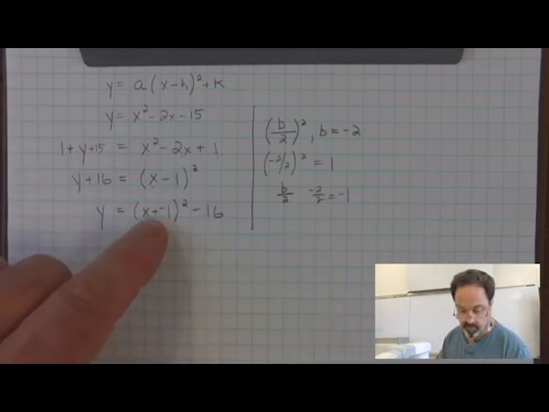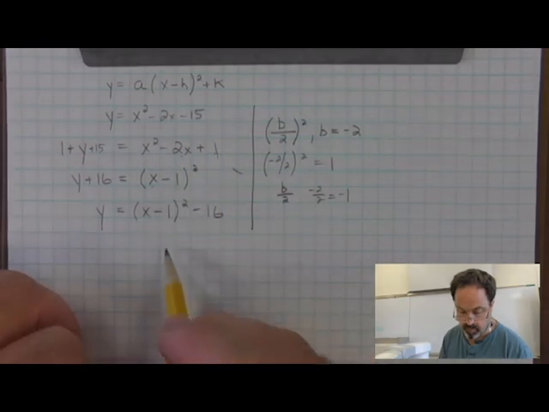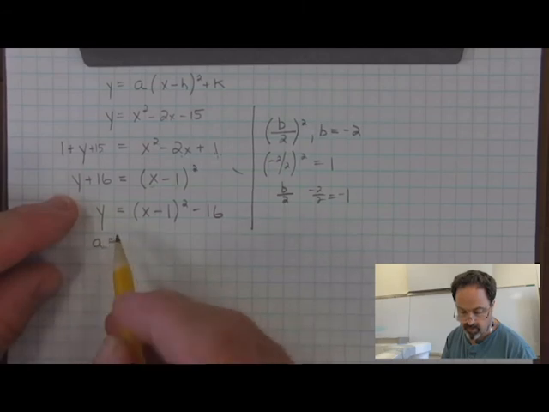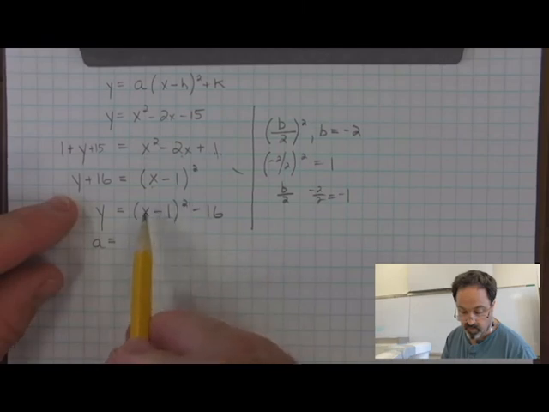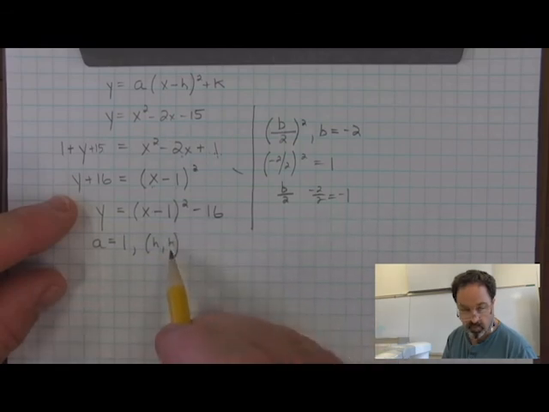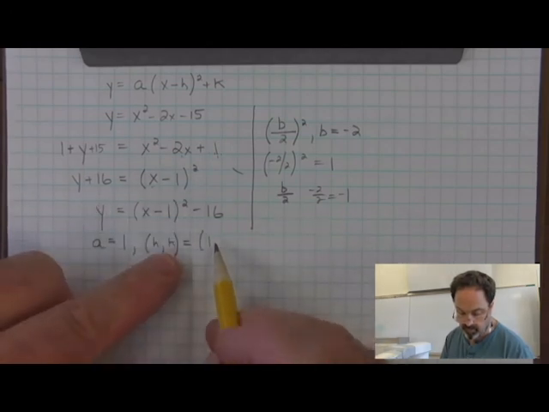I'm going to change this plus negative 1 into minus 1. In graphing form, I can see that I have an a value, what the x minus 1 squared is being multiplied by outside the parentheses, which must be 1 if I can't see it. And the vertex (h, k), the coordinates of the vertex, are the h value of 1 and the k value of negative 16.